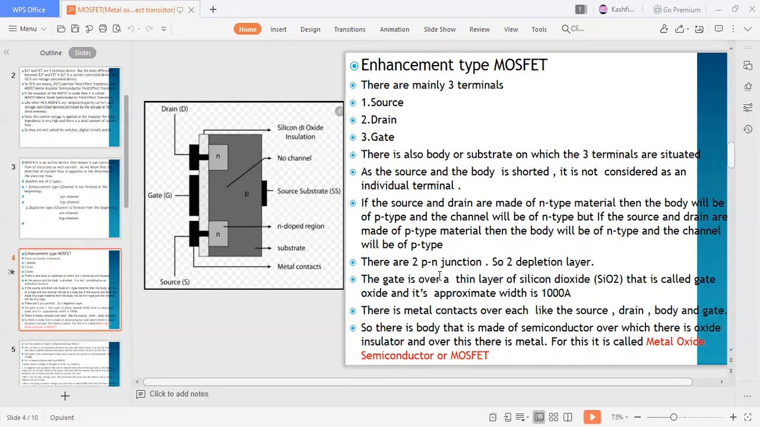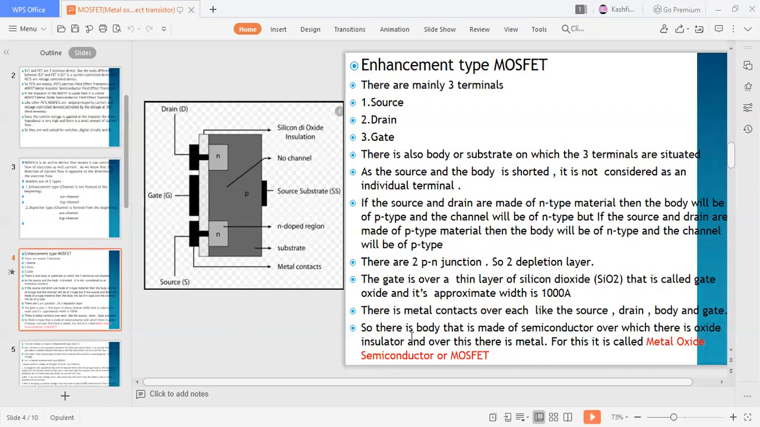There are two PN junctions and so two depletion regions. Now, the gate is over a thin layer of silicon dioxide, that is called gate oxide. This is the gate terminal, that is over a thin layer of silicon dioxide. Its approximate width is 1000 angstrom. There are metal contacts over each, like the source, drain, body, and gate.